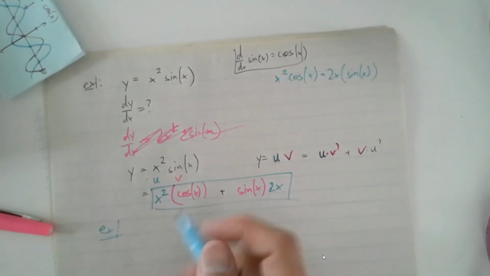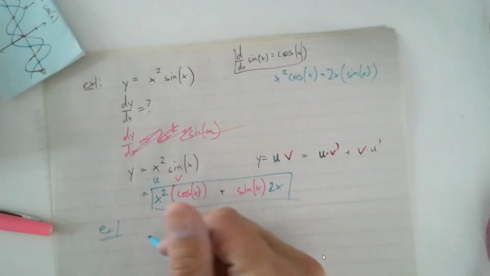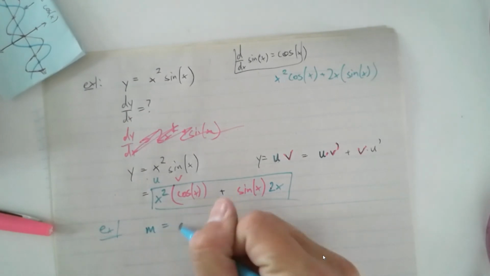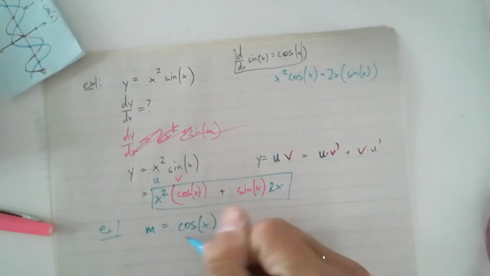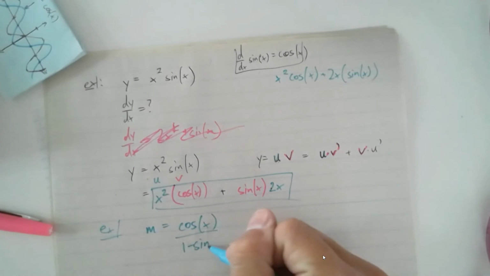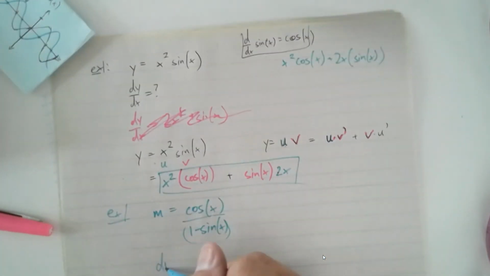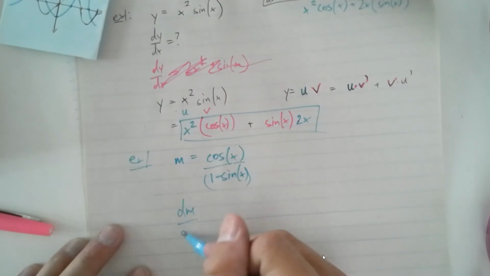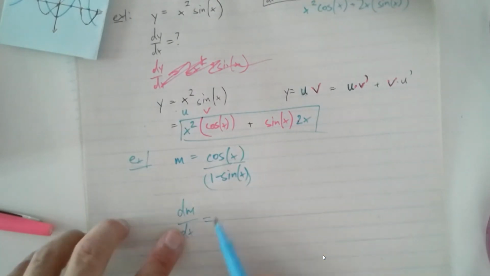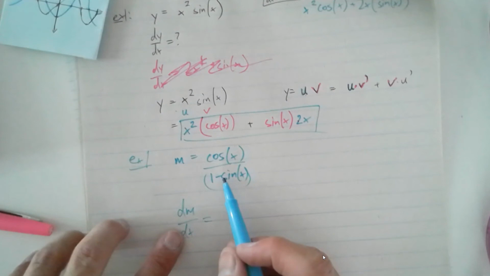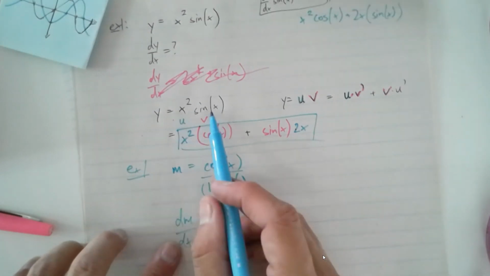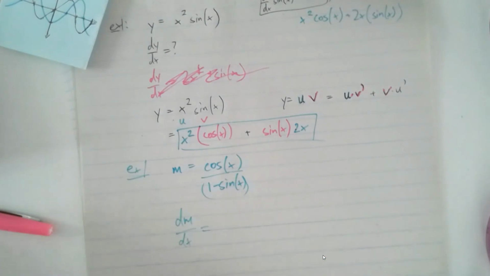So here's your first problem. You're going to find m is equal to cosine of x over 1 minus the sine of x. And then I want you to find dm dx. That means just find the derivative of m is equal to this, okay? Be careful. This is not multiplying to each other, but they are both differentiable components. What rule do you use?